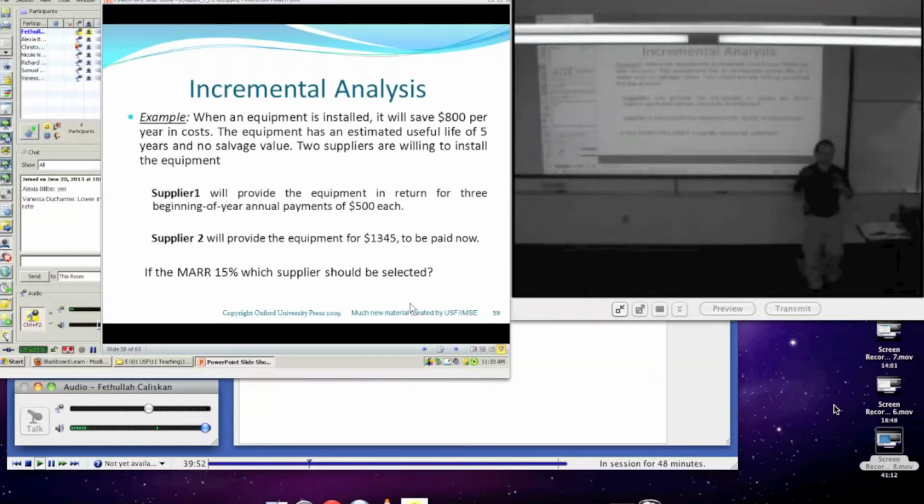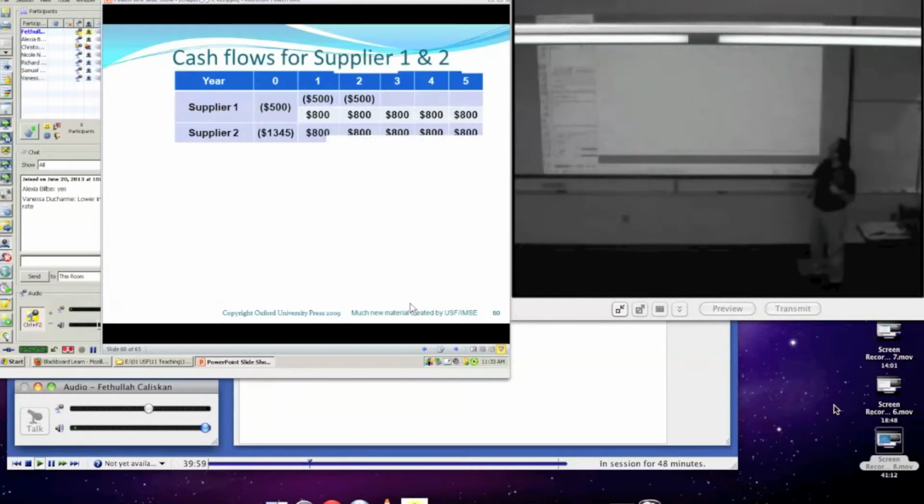Now, do you want to see the cash flow for both options? You don't want to? Well, I want to show it. Here it is. In both cases, we're going to receive 800 over 5 years. No problem, it's indicated in both cases. But supplier one wants us to pay $500 now, at the end of year 1 and year 2. The other one wants the payment just now.